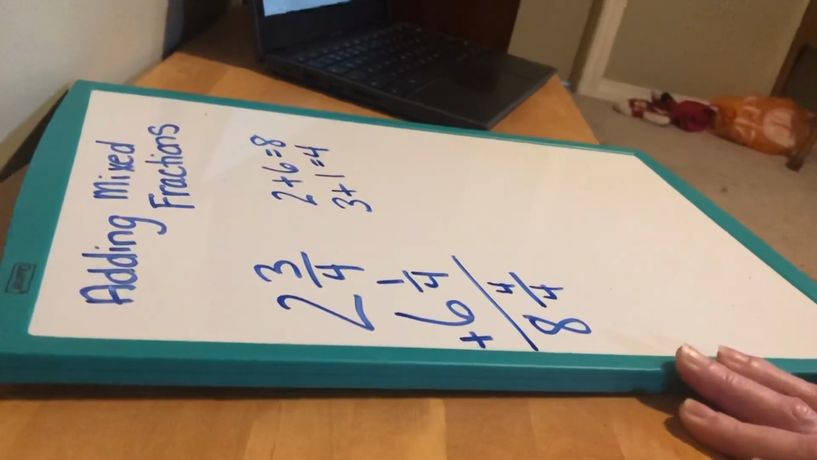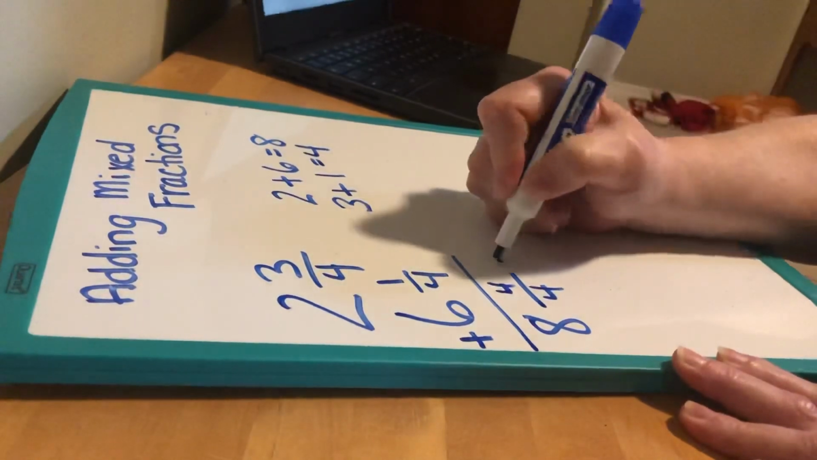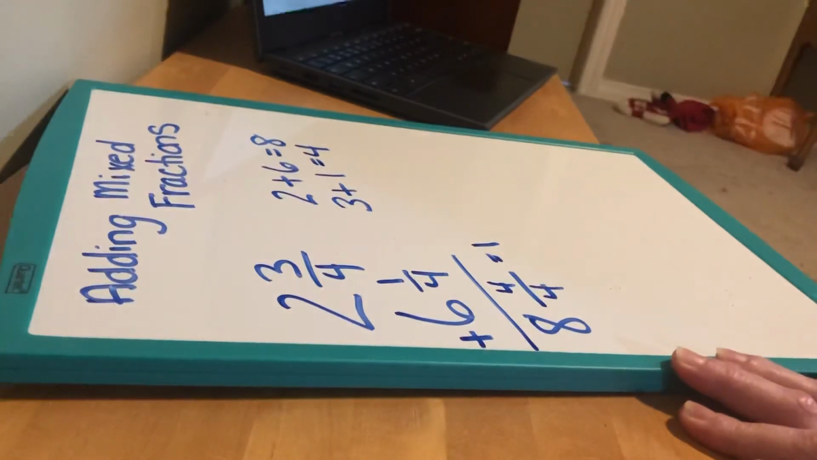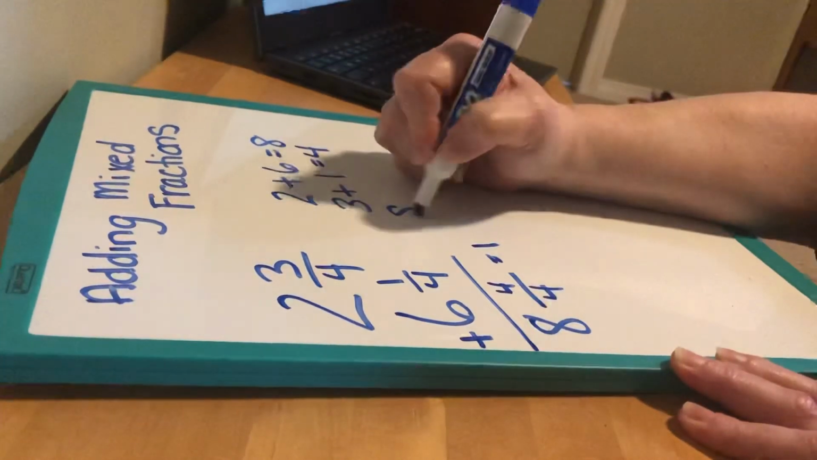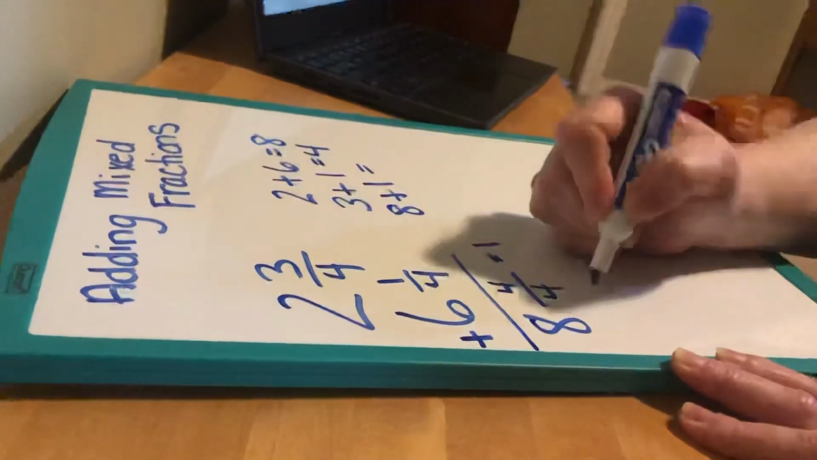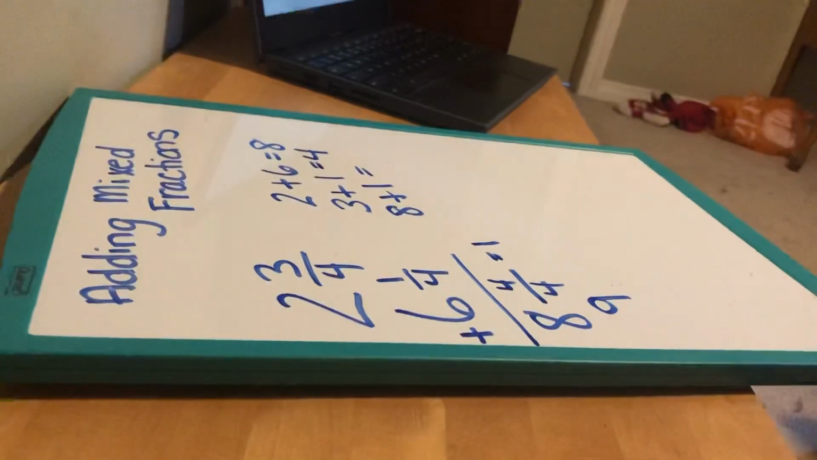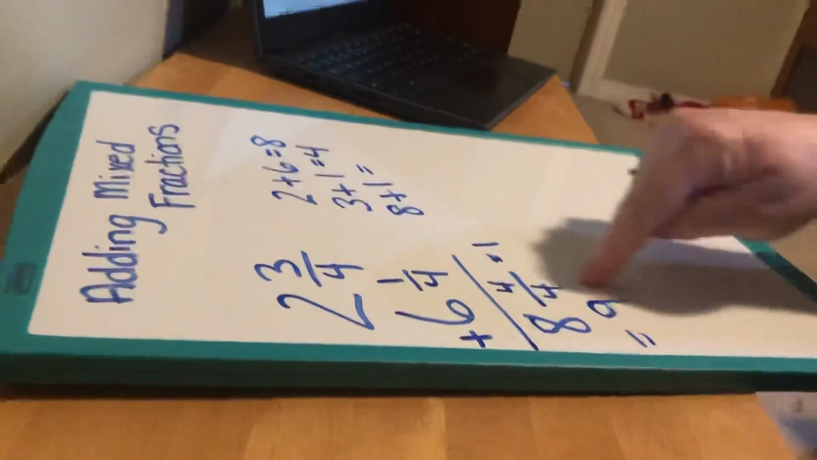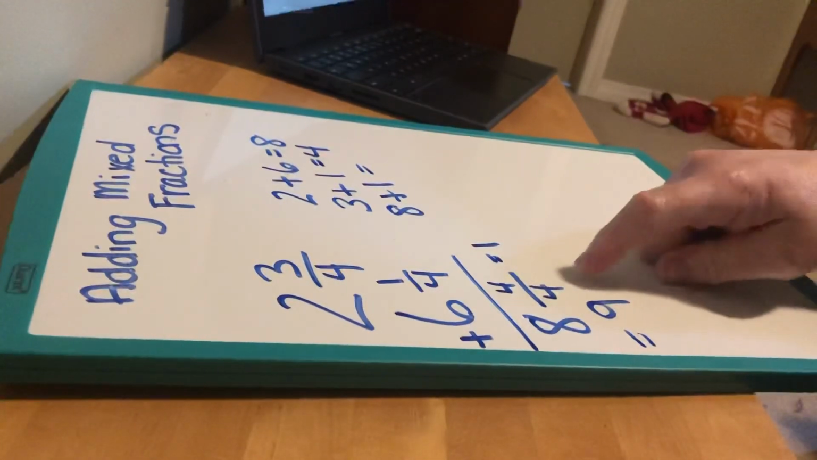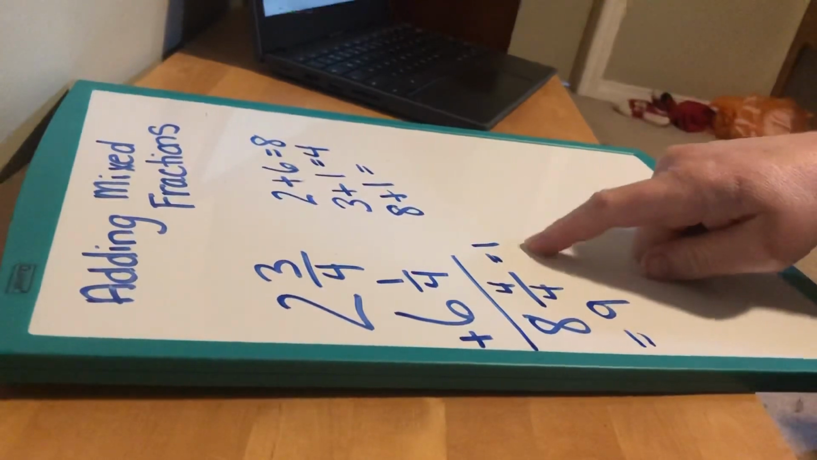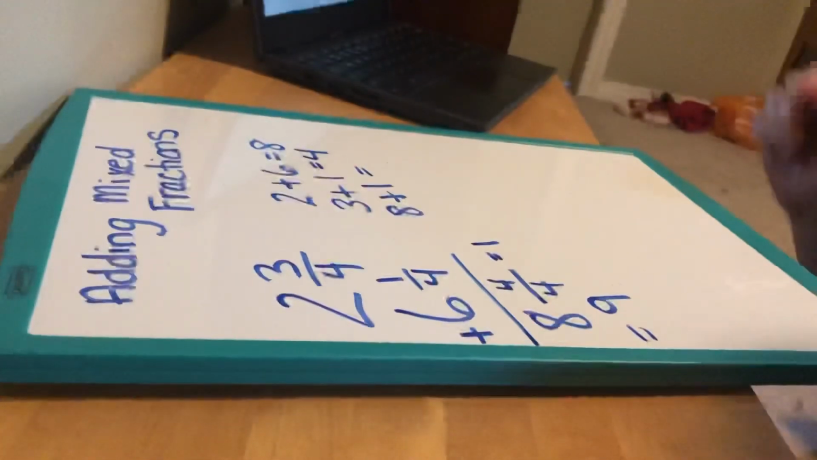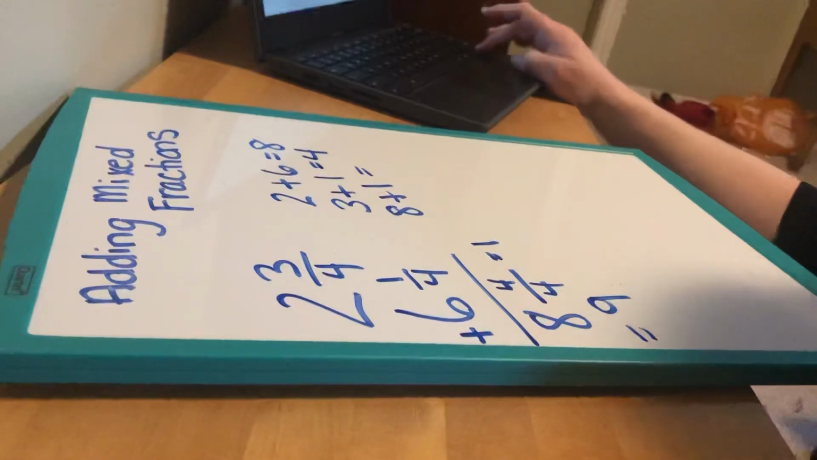Now when I look at this, 8 and 4/4, my grade 6-7 brain should be looking going, wait a minute, 4/4 really equals 1. So my answer is actually going to be 8 plus 1, which equals 9 wholes. And in this case, I don't need to put a fraction here because we've used the fraction and we've turned it into another whole right here. Okay? So I think we get the point of this one.